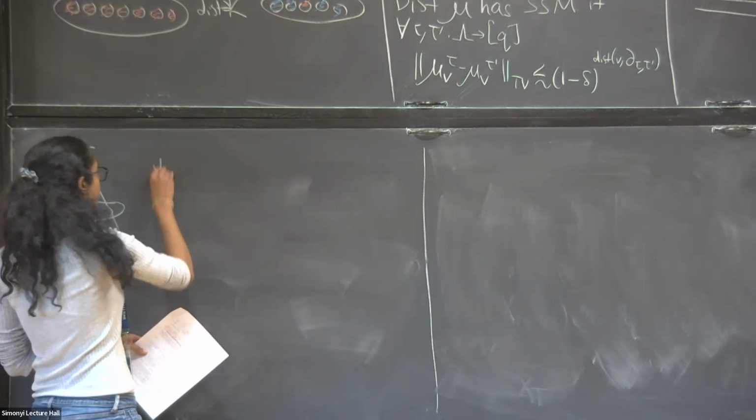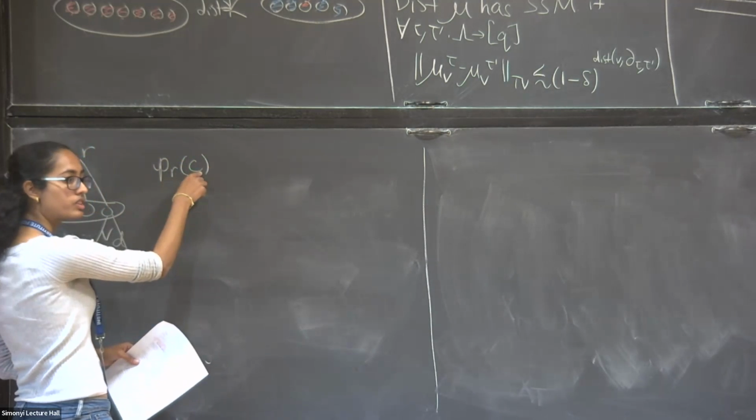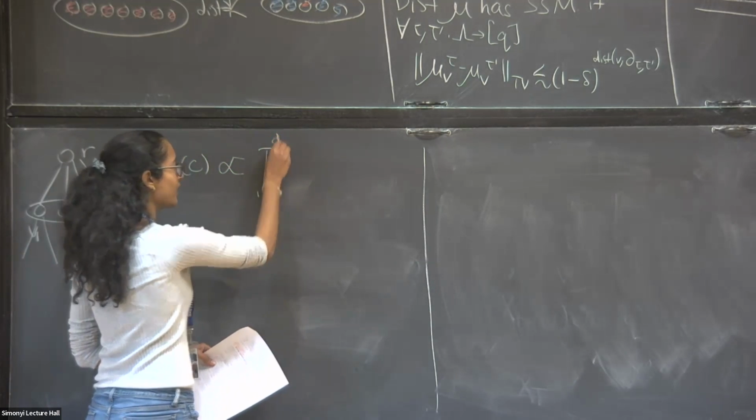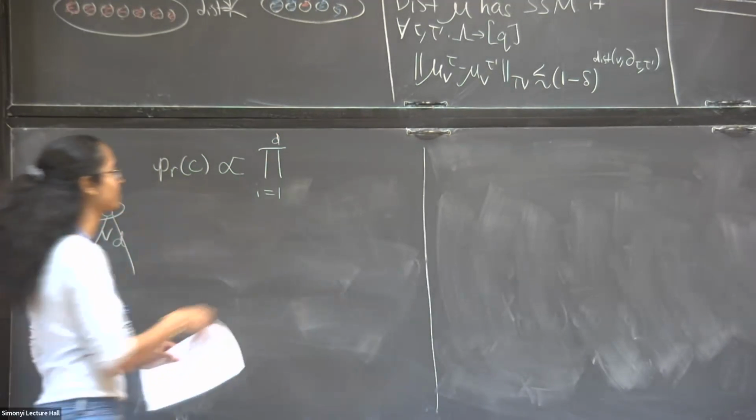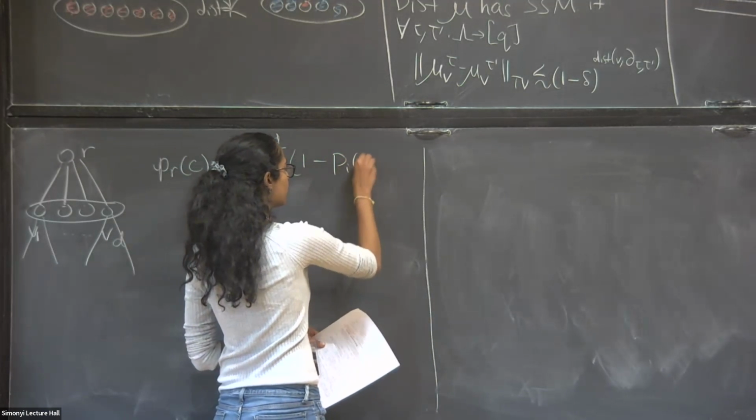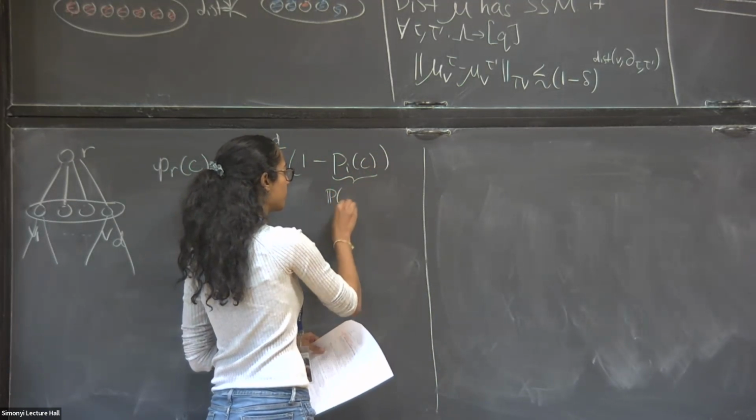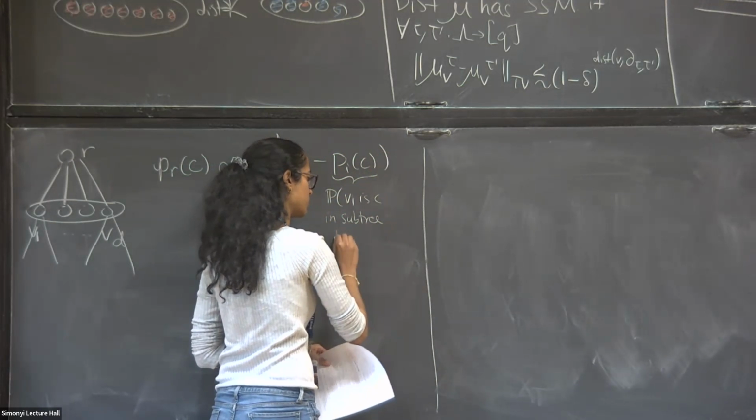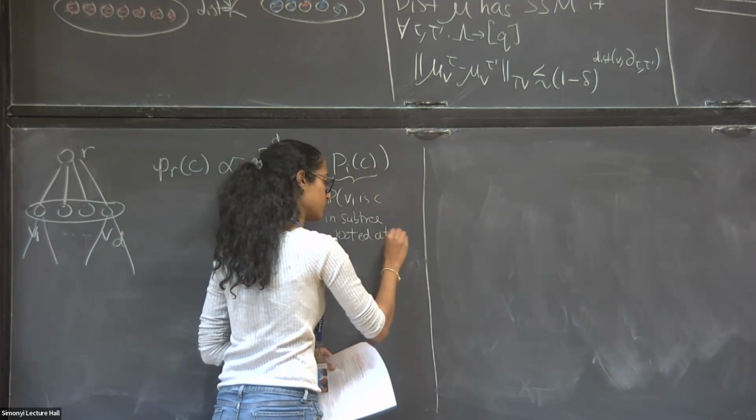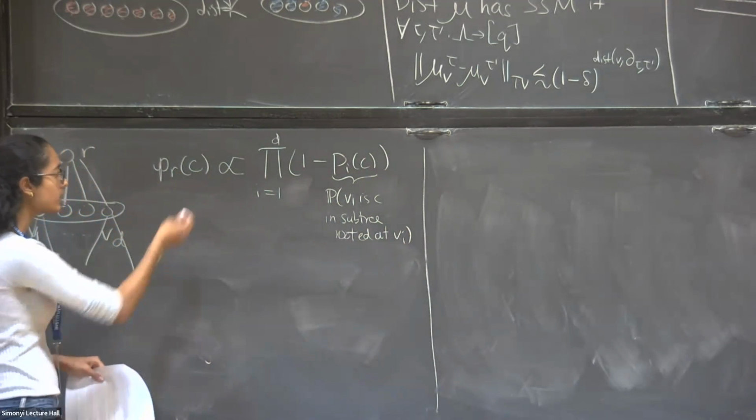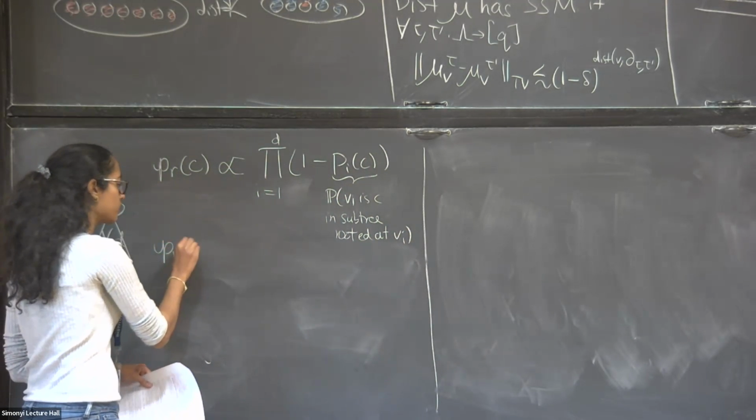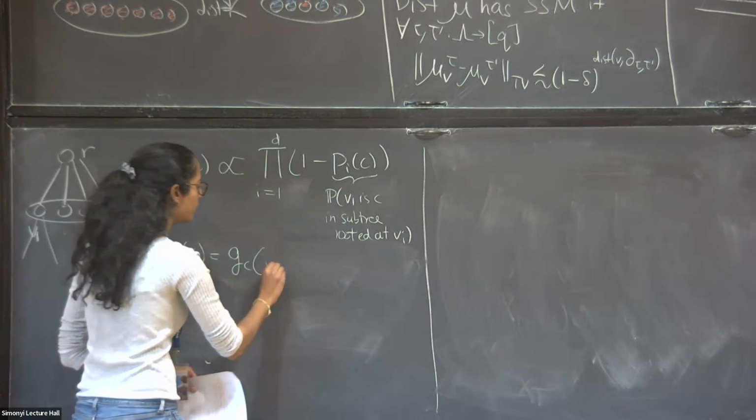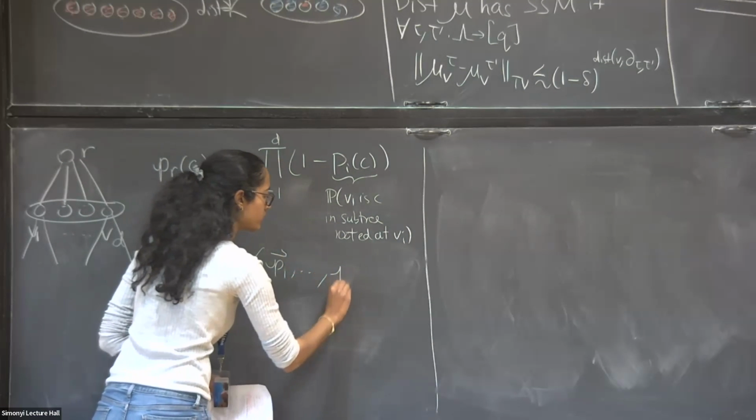And so what this tells me is that P_R of C, which is the probability that the root vertex gets color C, is proportional to, maybe exactly what you expect, the product of the probabilities that none of these became C: 1 minus the probability, and this is notably the probability that V_i is C in the subtree rooted at V_i. So we'll just say that this probability that the root vertex is C is some function G_C, some normalized version of this, of the probability vectors of each of its children.